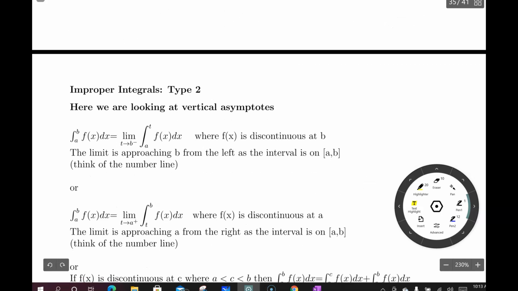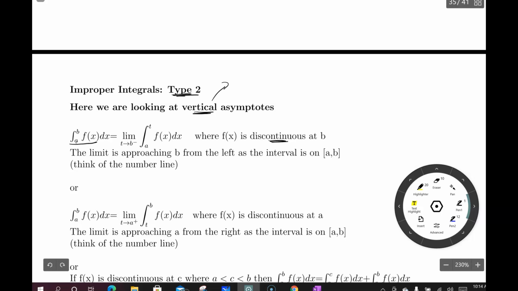All right, so let's begin looking at type 2. Type 2 of these improper integrals, now we're going to be looking at vertical asymptotes. So when the integral comes at you, you're going to see numbers a and b. So you're going to have to figure out where it is that it's discontinuous. Where is there a vertical asymptote?